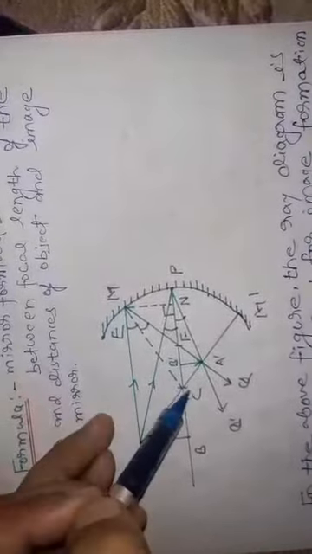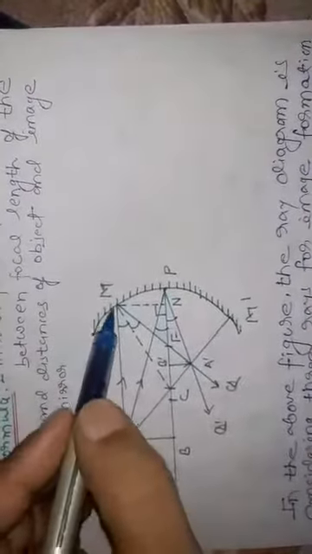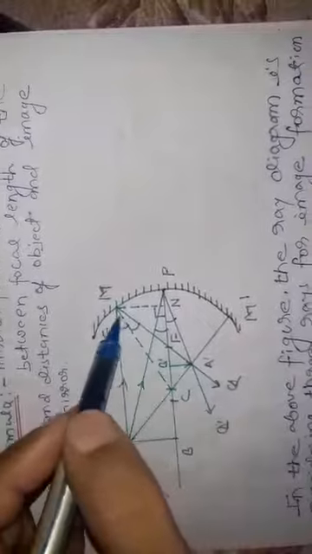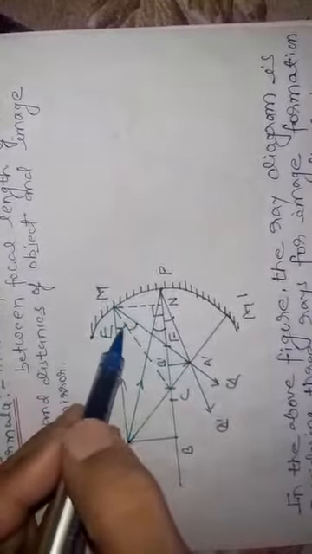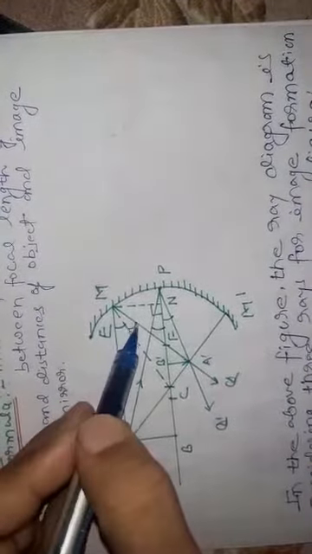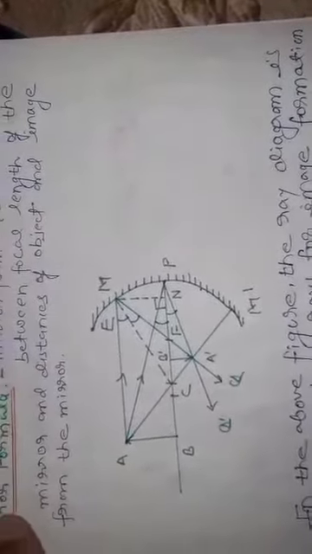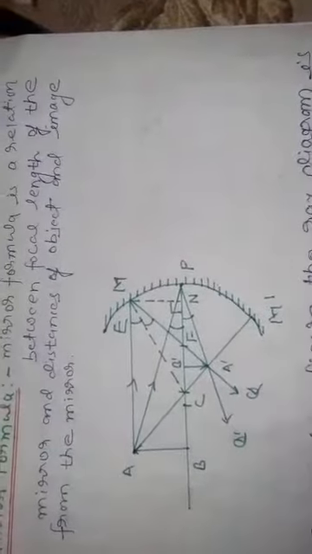This line is perpendicular to the mirror surface. So this is your incident ray, this is your reflected ray, this will be your normal. This is the angle of incidence and this is the angle of reflection. In the above figure, the ray diagram is considering three rays for image formation by a concave mirror.